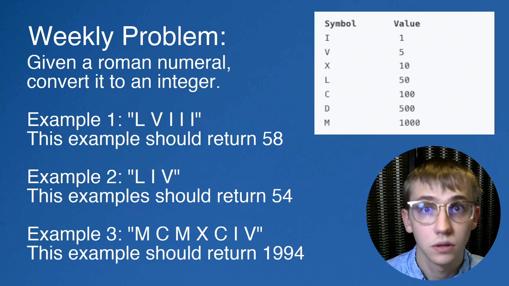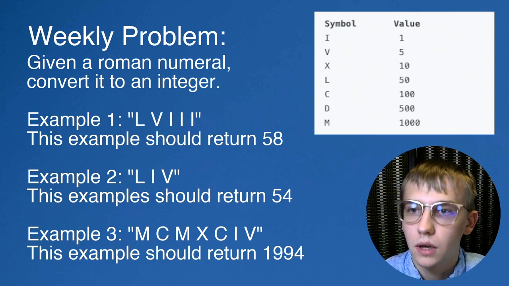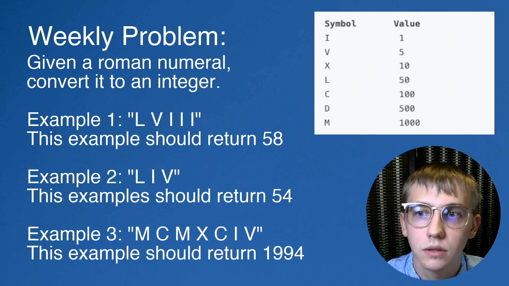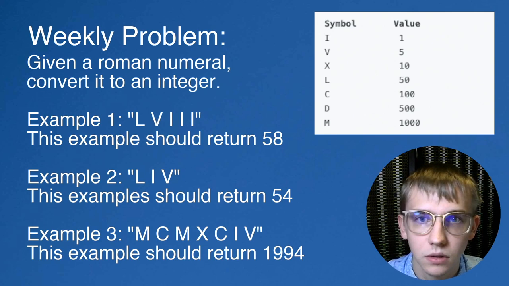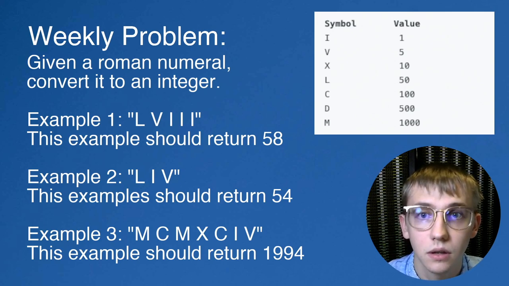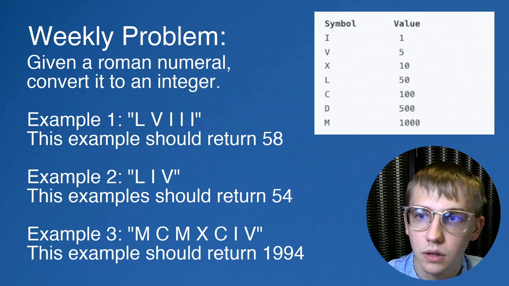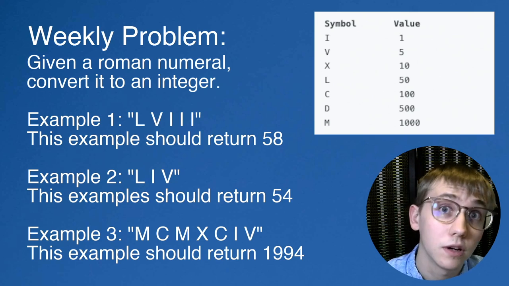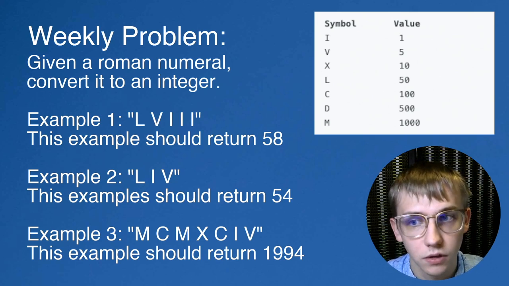And so if we go through the examples we have right here, L, V, I, this example should return 58 because L is 50, V is 5, and I, they're each one, so it would be 50 plus 5 plus 3, which would be 58.